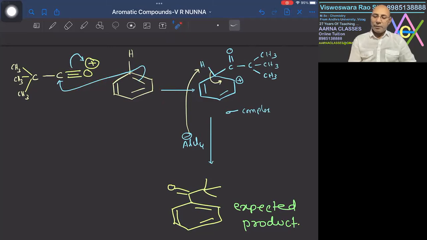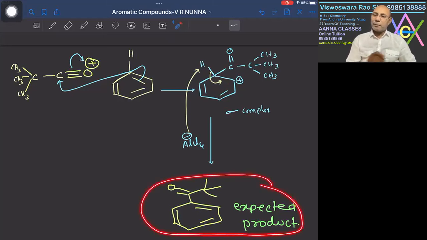What happens now? The AlCl4 minus, which you got in an earlier step, removes the hydrogen as H plus. That means this bond pair of electrons comes back here. So the bond pair of electrons comes here, friends, and you will get the double bond. Once you get the double bond, you get the aromaticity back. That means the benzene is now stabilized. Now you got the product, and this is the expected product.